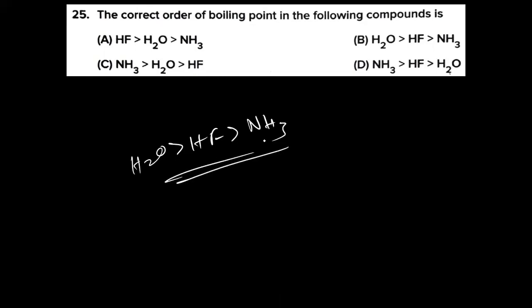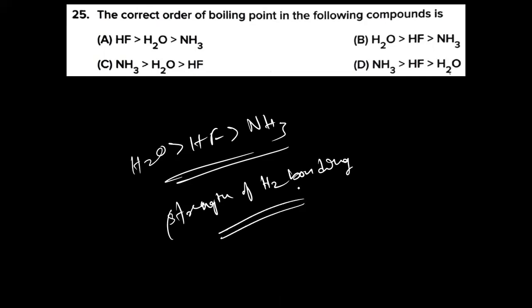Here, based on strength of hydrogen bonding, we can expect hydrogen bonding only when the hydrogen is directly attached to any of these three more electronegative elements like fluorine, nitrogen and oxygen. Among them HF might have been said to be greater, but we consider H2O because in the H2O molecule the strength of hydrogen bonding is much higher compared to HF. So our option is B, H2O greater than HF greater than NH3.